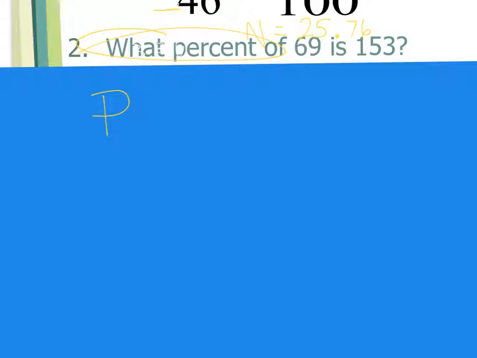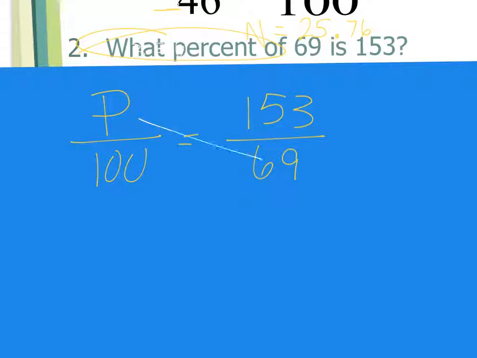So when you're setting up the proportion, you would say what percent, so P over 100, because it's what percent. Percent of 69 means out of 69. Out of 69 is 153. Is over of is percent over 100, and the P is my unknown. I would cross multiply, and I would get 69 times P is equal to 100 times 153.